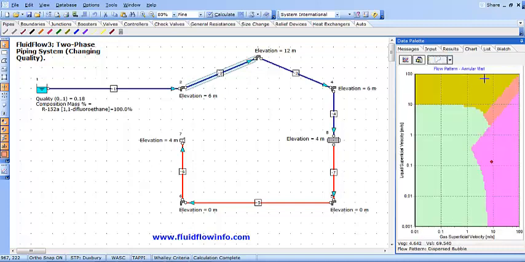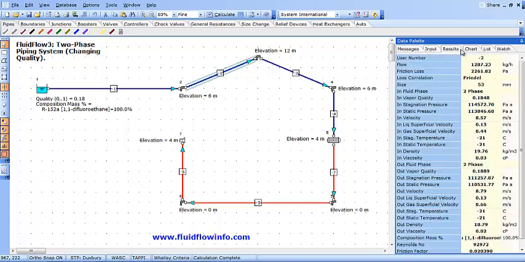This is because the gas superficial velocity has increased as a result of the pipe inclination. A quick check on the Results tab should confirm this. We can see here that the superficial gas velocity for the pipe -1 is around 8.4 meters per second. In the second pipe, it has increased to 8.79 meters per second.